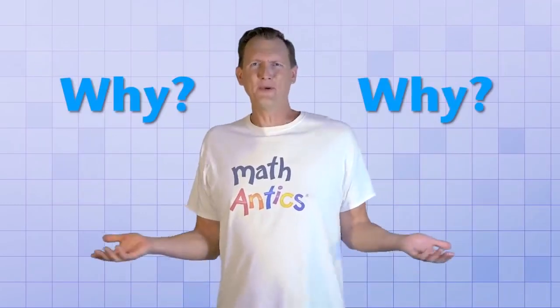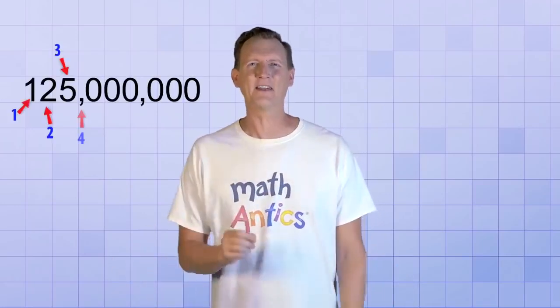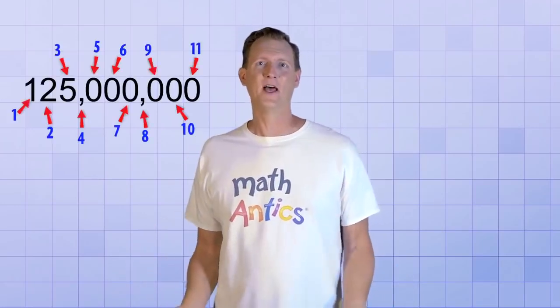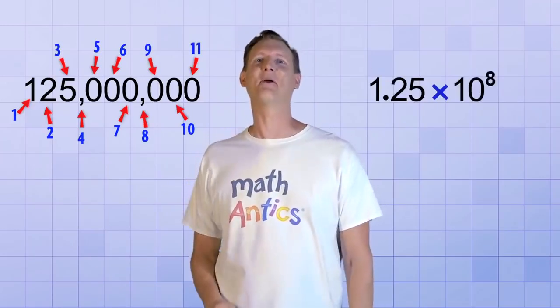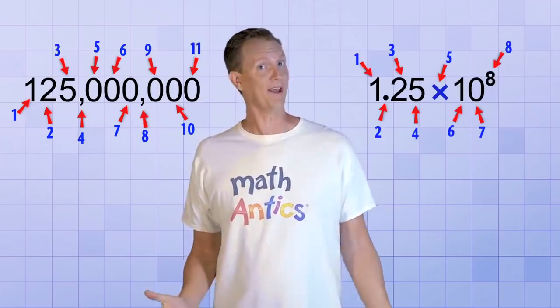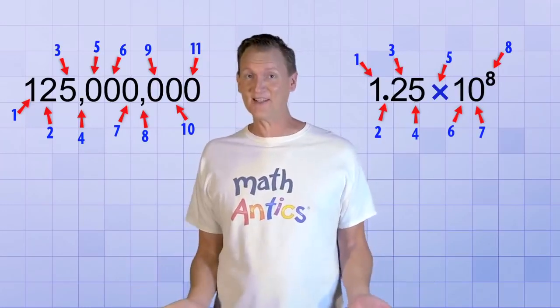But why would we want to do that? I mean, it seems kind of complicated. Well, yeah, but did you see how much writing it saved us? When we wrote out 125 million, we had to write 11 characters, including commas. But when we wrote the same number in scientific notation, we only had to write 8 characters. What? Not convinced that it's worth the savings?